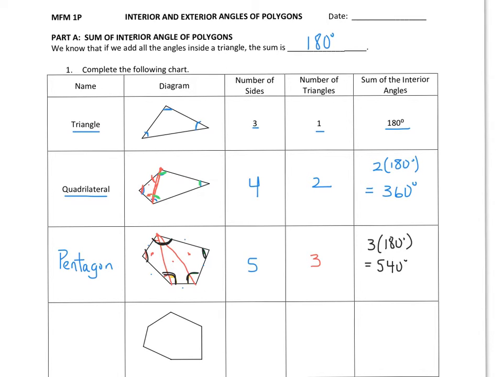You're going to pick a vertex, draw your triangles from that vertex, figure out how many triangles there are, and then use that to figure out what the sum of the interior angles would be, and also look up the name for that sided figure. Okay, finish up the diagram or the chart here.